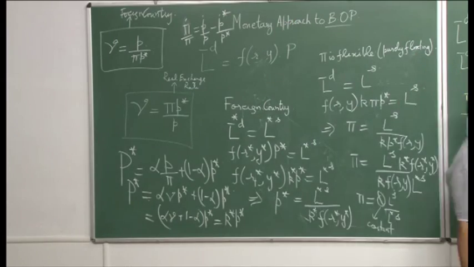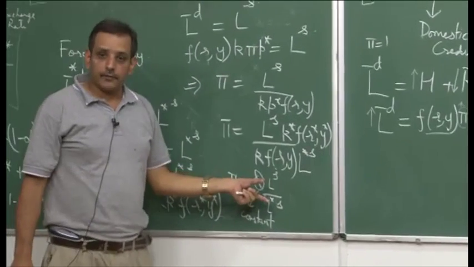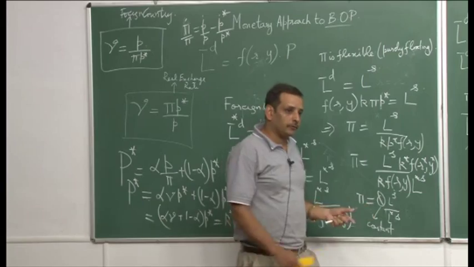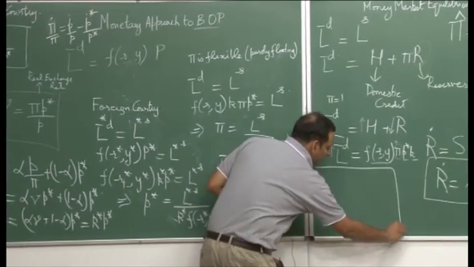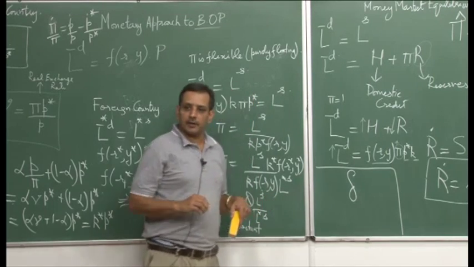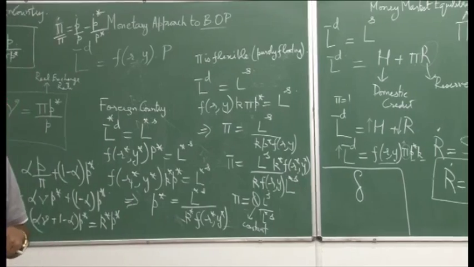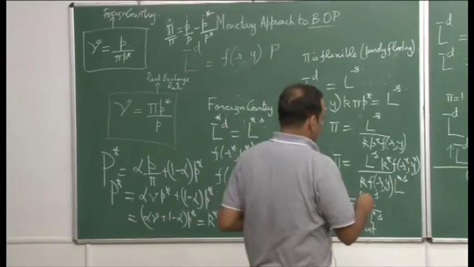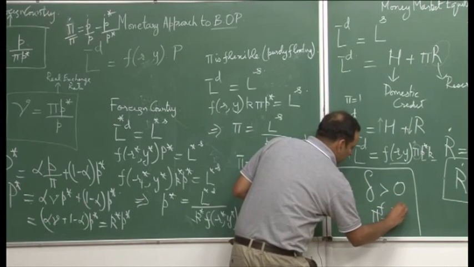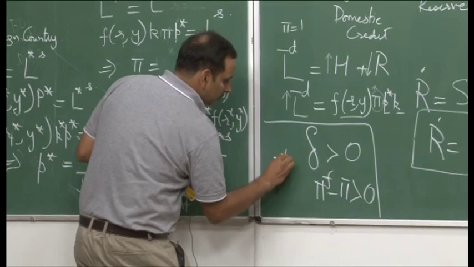because of the differential interest rates, because of the differential money supply, because of a factor called delta. Remember delta? Delta was when the foreign currency is in forward premium. Delta was, if this was greater than 0, so pi f minus pi was greater than 0, so pi f was greater than pi.